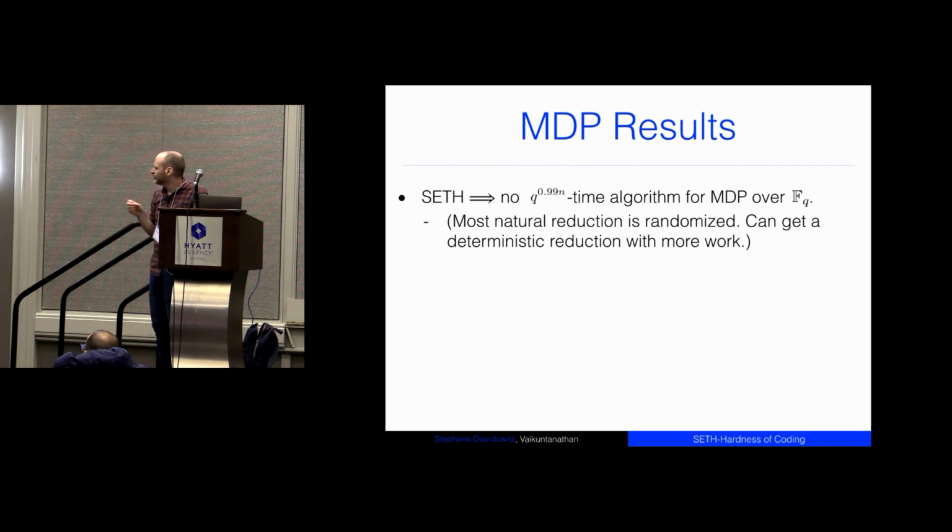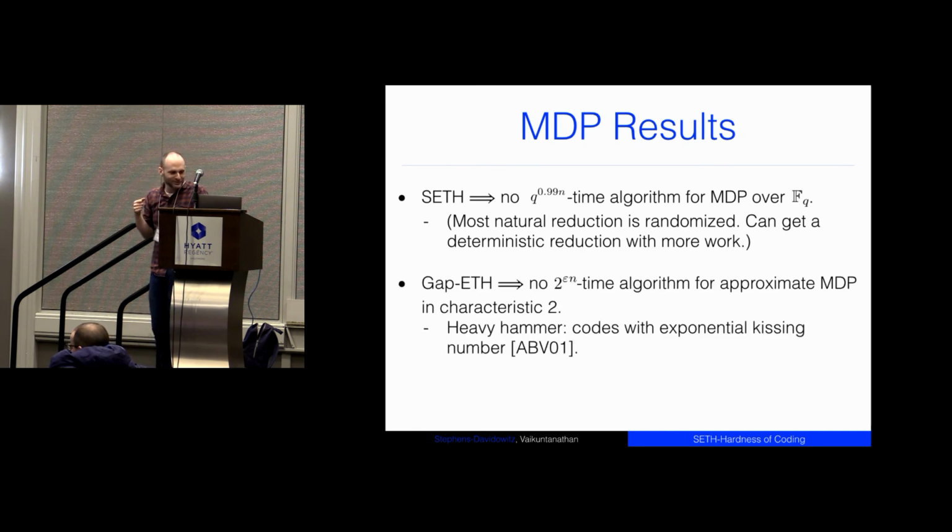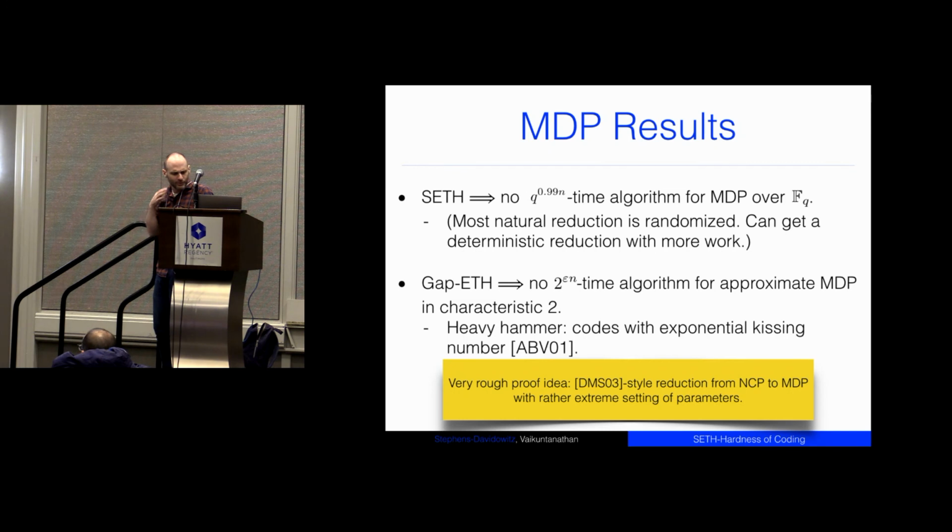And the most natural reduction is randomized. We actually, with the help of a reviewer who might be in the audience, learned how to de-randomize this. So thank you, reviewer, if you're here. And we show hardness of approximation, not quite as strong as what we're able to show for the nearest Codeword problem. In particular, we need to use this very heavy hammer, and this costs us some gigantic constant in the exponent. But I'm running out of time, so I'll not say more about that.